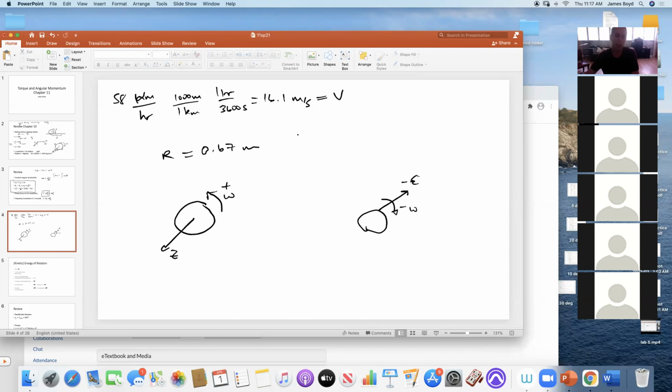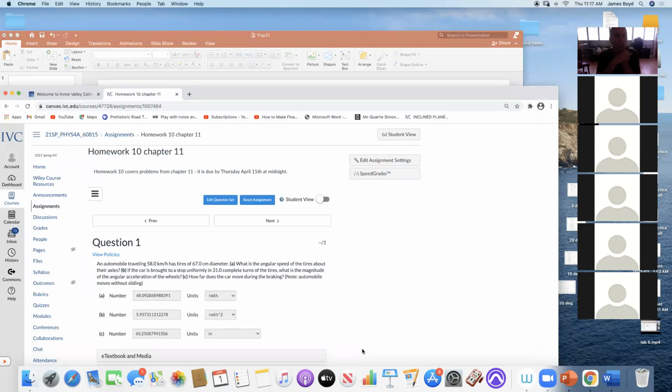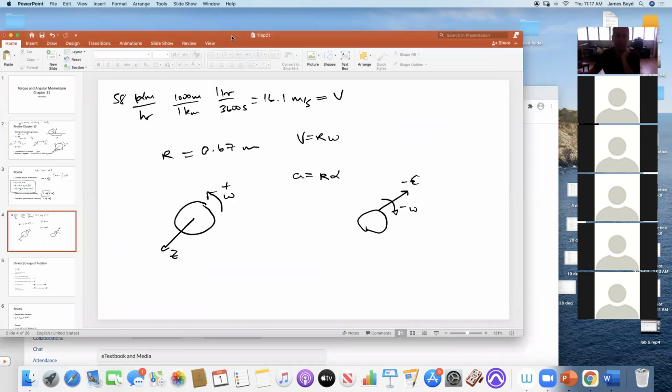Remember that V is equal to R omega, and A is equal to R alpha. Now, this problem says, what is the angular speed of the tires? It means omega. So you would just take V and divide by R. If the car is brought to a stop uniformly in 31 complete turns, what is the magnitude of the angular acceleration? So 31 revolutions is equal to what?